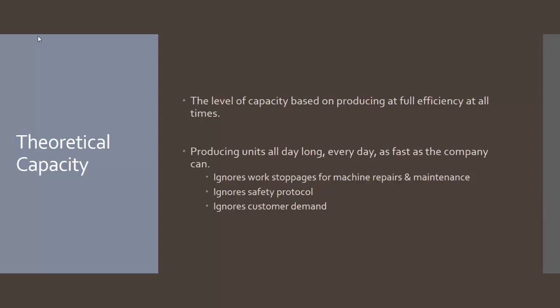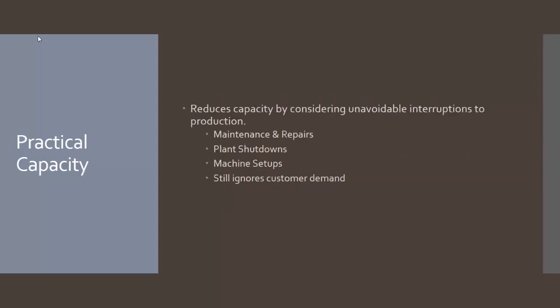The first capacity is theoretical capacity, and this, in summation, is how many units you could make if you went all out, working around the clock as fast as you can, with no concern for your own personal safety or repairing your machines or doing standard maintenance, and definitely no concern for customer demand. Can we actually sell these units that we're producing? We're just going through and making as many units as we possibly can, like it was some kind of race. That would be your theoretical capacity.